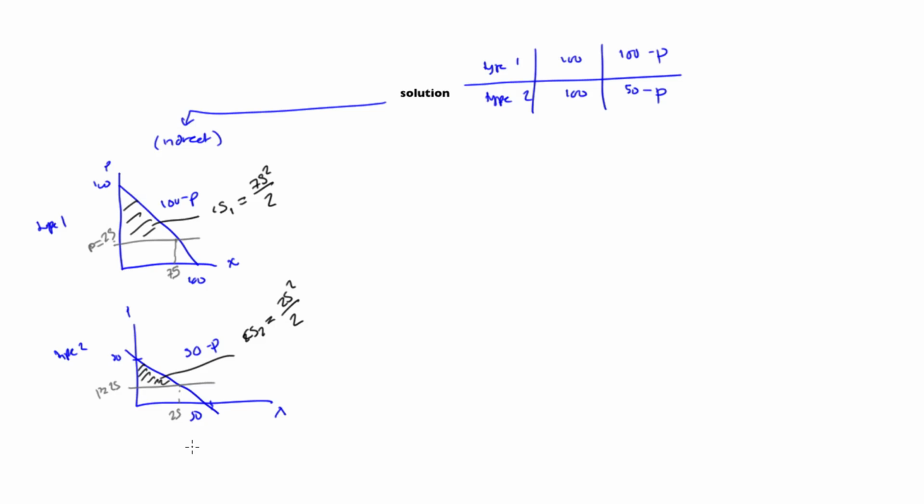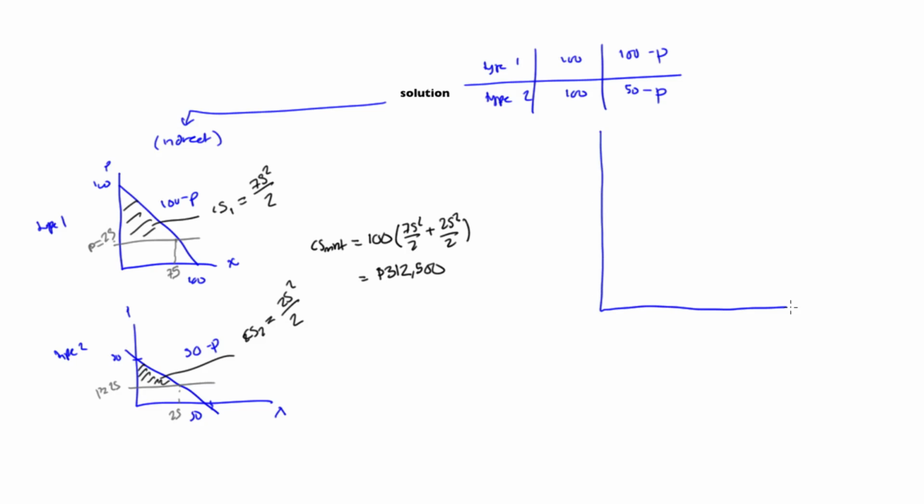What is the consumer surplus for the market then? There are 100 individuals of each type, so it's 100 times 75 squared over 2 plus 25 squared over 2, which, if you do the numbers, gives you $312,500. Now let's think about the indirect computation.